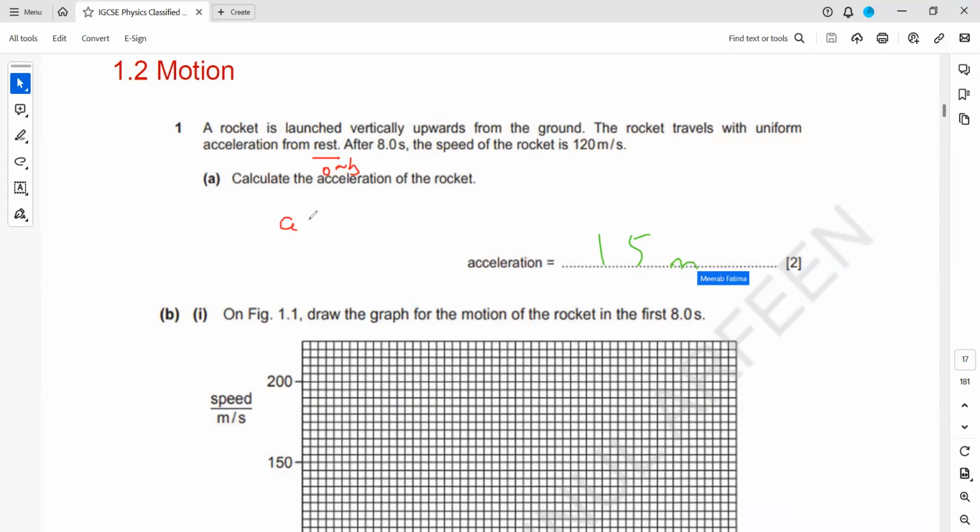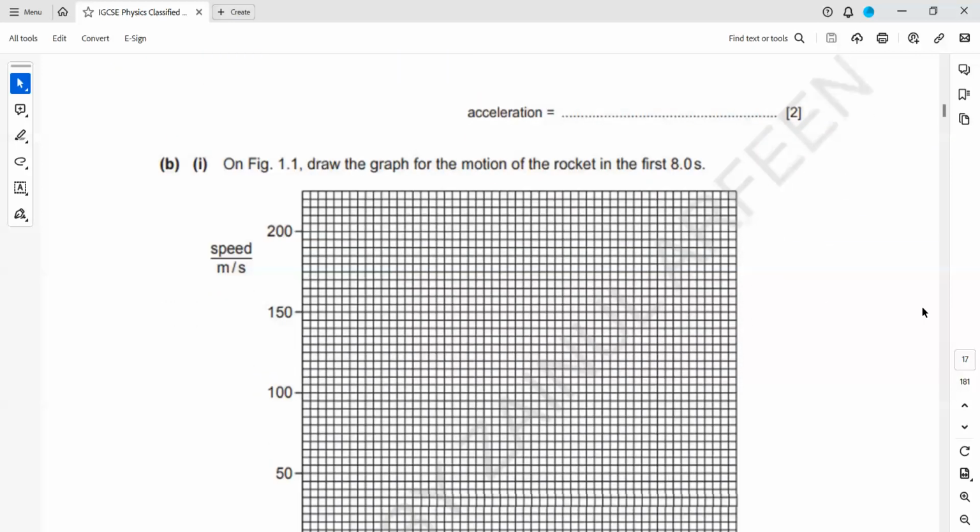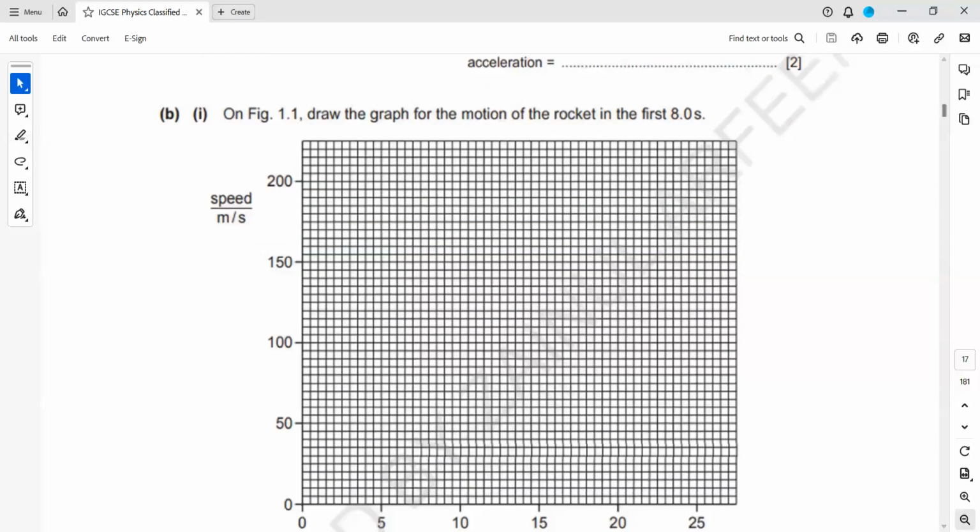So for acceleration, 1 mark is always for writing the formula, so you should write the formula first. Acceleration is v minus u over t. The final speed is 120, initially it starts from rest, so it will be 120 divided by 8, which is 15 meter per second square. On the figure, draw a graph for the motion of the rocket for the first 8 seconds.